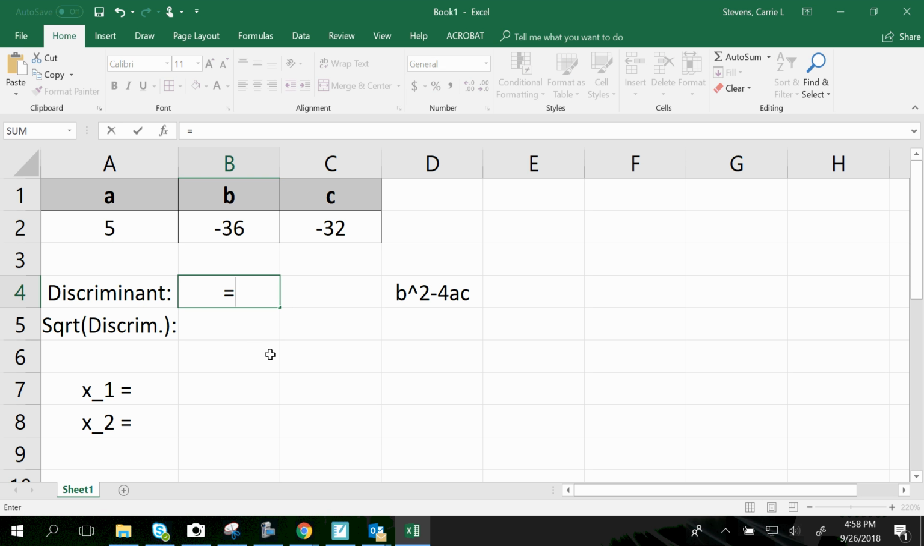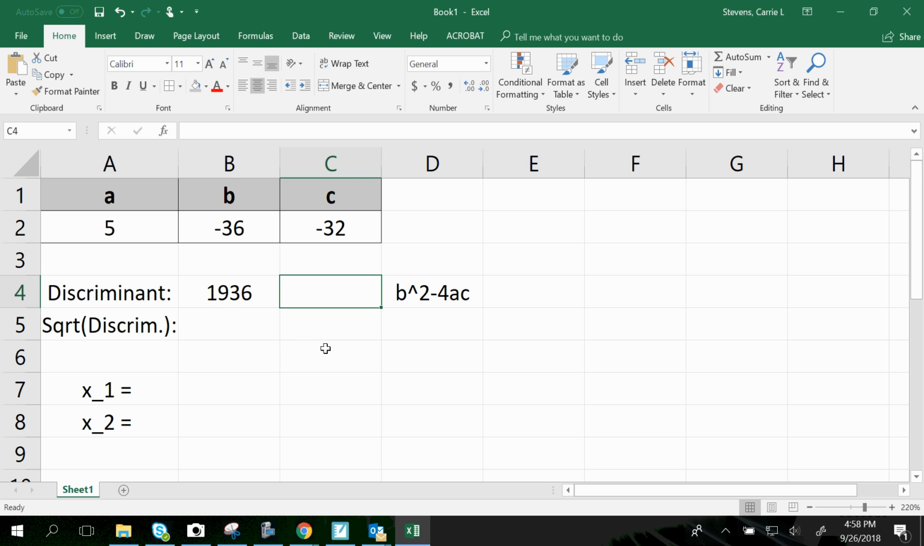I'm going to do equals, and instead of writing negative 36 by typing it in, I'm actually going to click on this cell because it's containing it. Then I'm going to raise it to the power of 2. Then I'm going to subtract 4 times a times c.